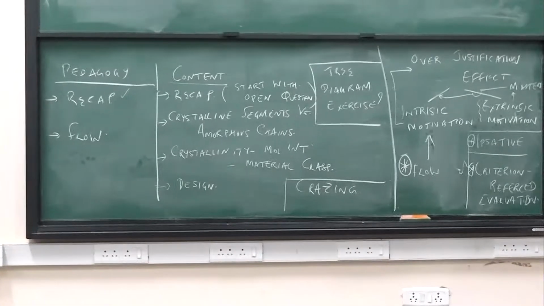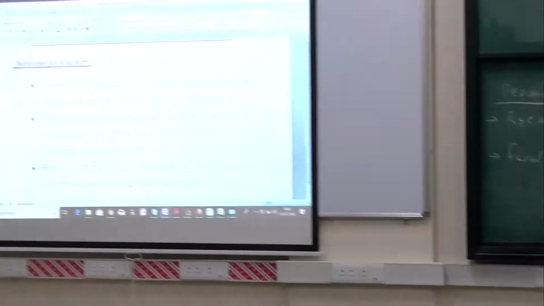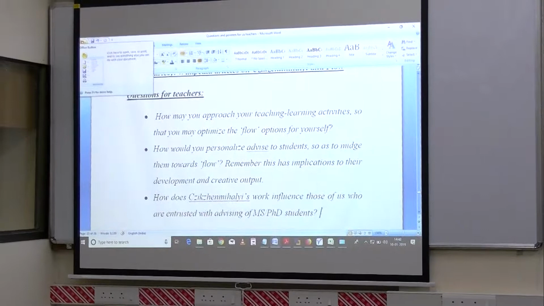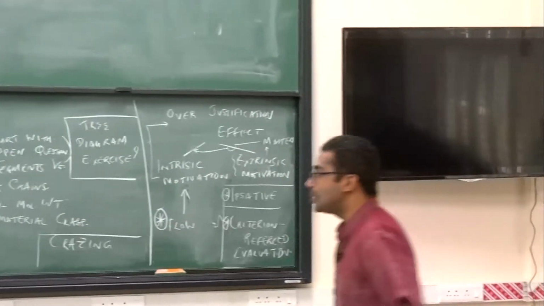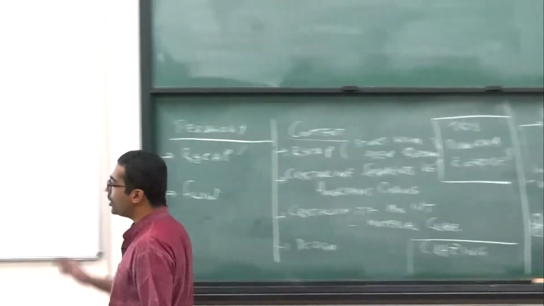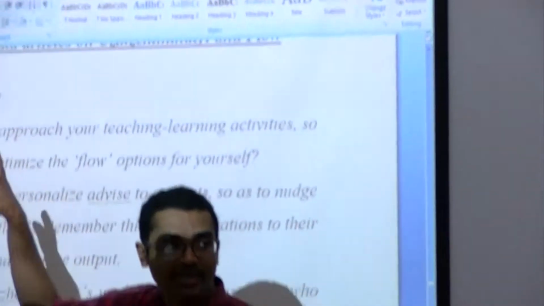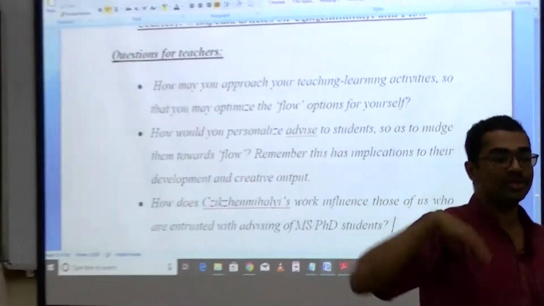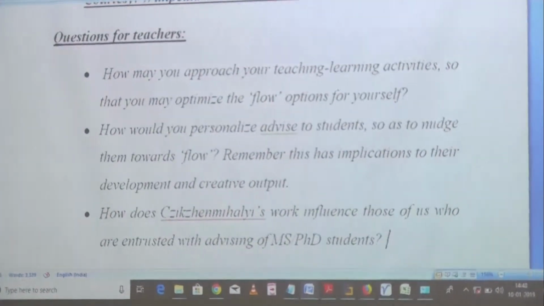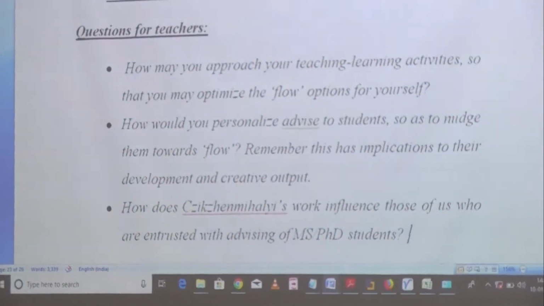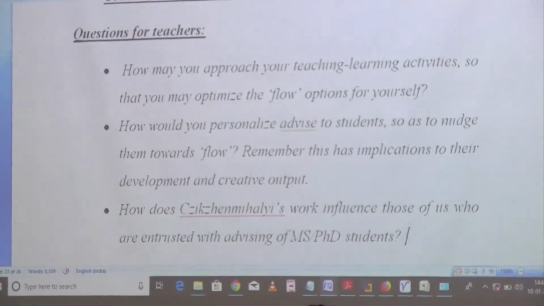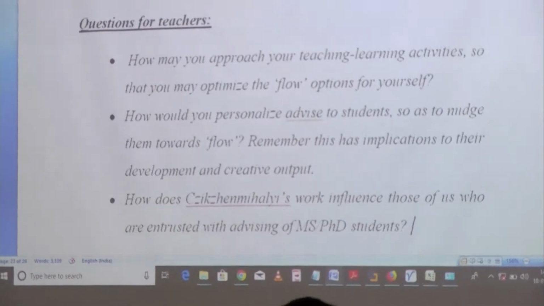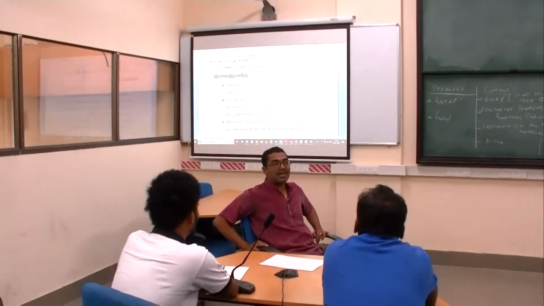The next thing is, how would you personalize advice to students so as to nudge them towards flow? Remember, this has implications for their development and creative output. So you are a teacher, and how will you use this data, this chart, to scaffold your students? Put yourself in the shoes of a teacher who is responsible for the development of somebody who may not have as much experience as you have, but has come to you because you have some experience. So how could you use this to help her or him?